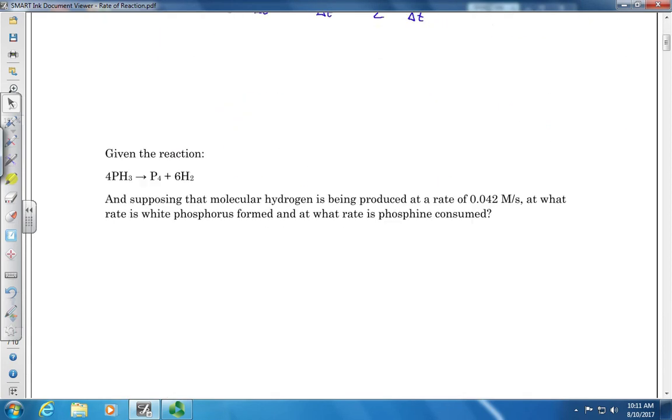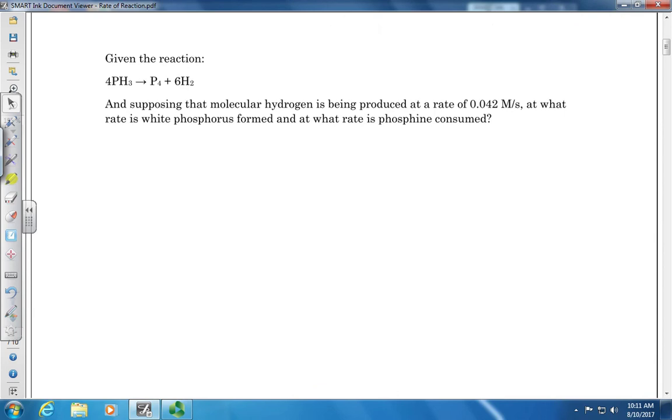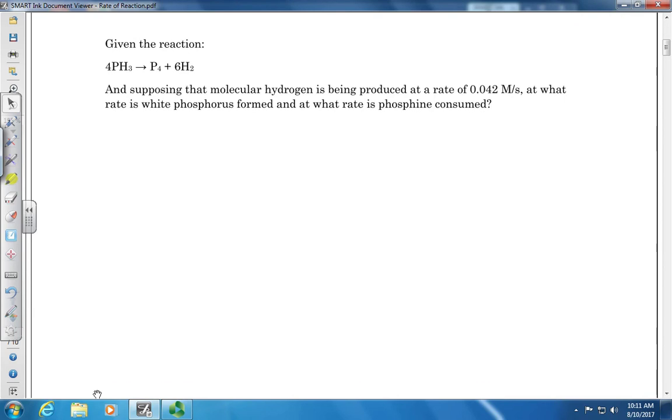Let's look at something just a little more challenging. This is given the reaction presented here, and supposing that molecular hydrogen is being produced at a rate of 0.042 molars per second, at what rate is white phosphorus, which is that P4, formed, and at what rate is phosphine consumed, which is the PH3.